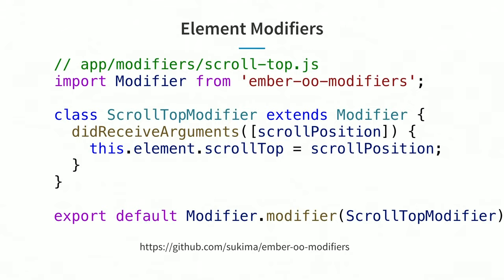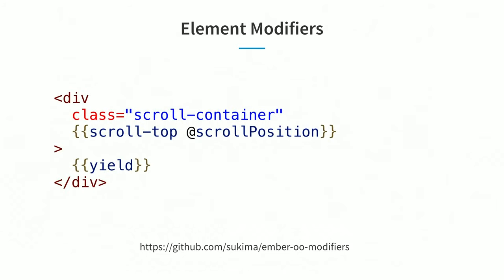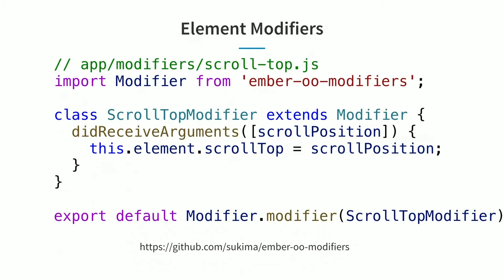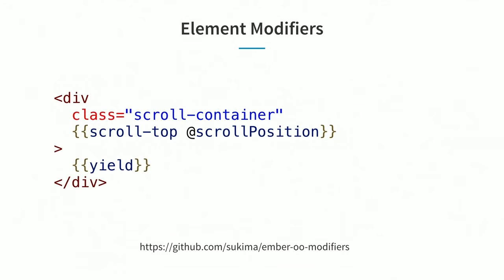There's another set of add-ons that provide nice user APIs to author your own modifiers. This is a case of Ember OO Modifiers, which is a nice little add-on that has a pretty good test suite, and it lets you author plain classes that extend the base modifier class. You have some hooks like didReceiveArguments and didUpdateArguments, that kind of thing. You have the element assigned on your instance, and you can do things with it. This is just setting a scrollTop on the element, and this is how you might invoke it.